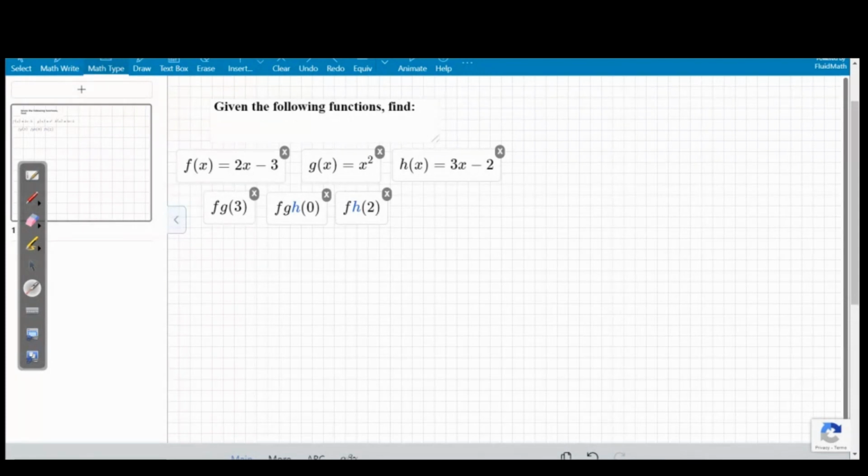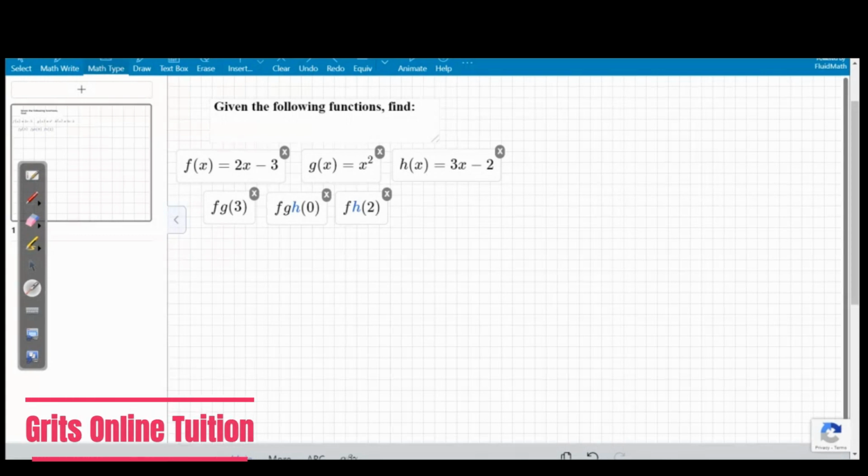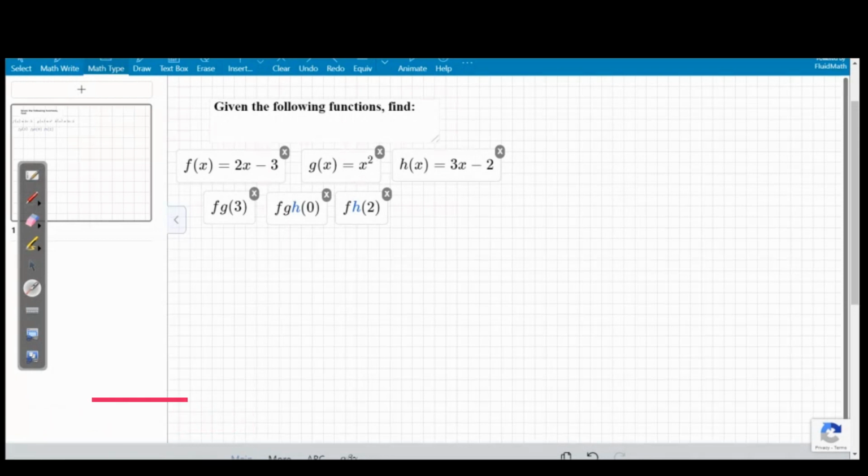We are continuing with our solving of function questions. As you can see on your screen, we have three different functions, and we are supposed to find f of g of 3, f of g of h of 0, f of h of 2. Good. Now let's go through the question.